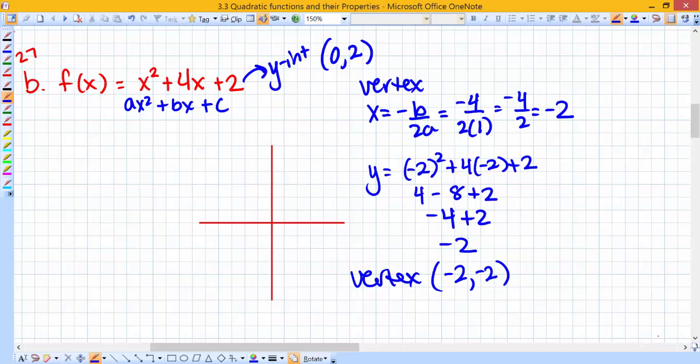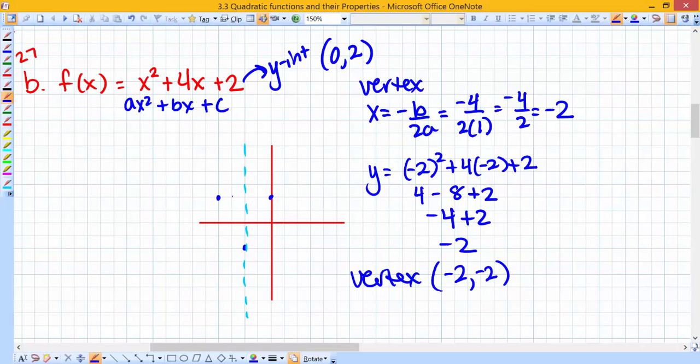Okay, so we found the vertex. We have found the y-intercept. So I can plot my vertex, which was -2, -2. My y-intercept was +2. And then we need to remember, through your vertex is your axis of symmetry. So I have my y-intercept on the right side. I can use the axis of symmetry.